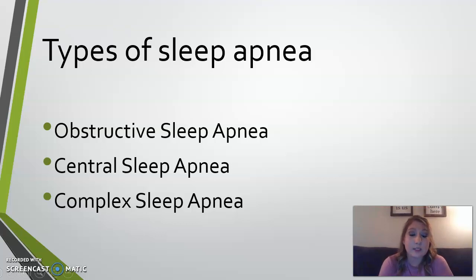Central sleep apnea is more neurological. It's where the brain doesn't send the proper signals, and then complex sleep apnea is a combination of both the obstructive and the central sleep apnea.